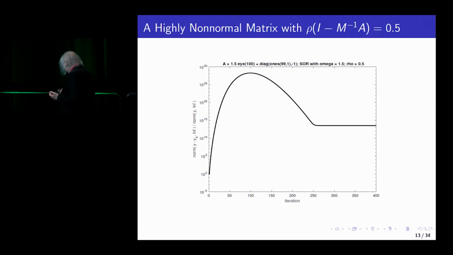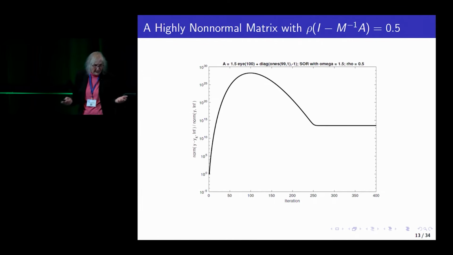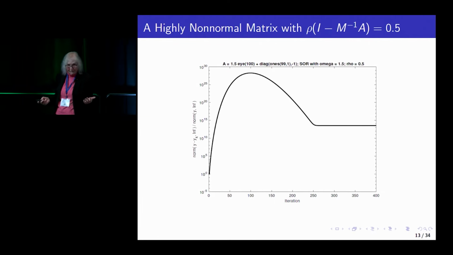So what goes wrong in finite precision arithmetic is pretty easy to see. You get to an error of 10 to the 28. You're making relative errors at this point of size 10 to the minus 16. So you've got errors of size 10 to the 12, and they don't go away.